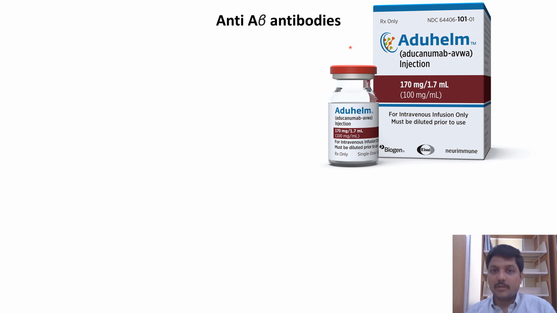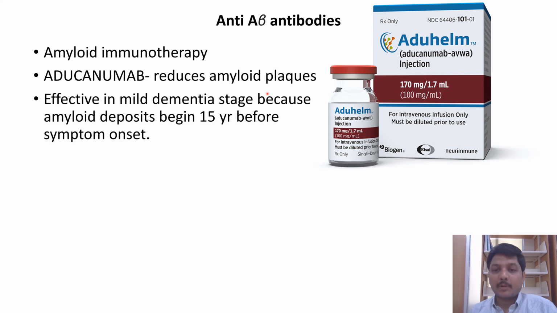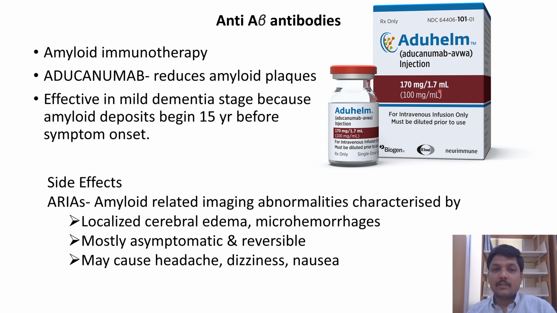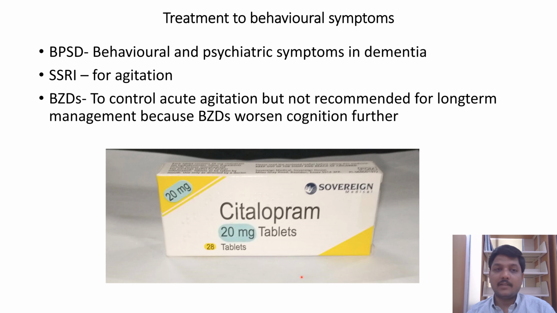Anti-A beta antibodies, amyloid antibodies, such as aducanumab. This is an amyloid immunotherapy. It reduces amyloid plaques. It is effective in the mild dementia stage because amyloid deposits begin 15 years before the onset of the symptoms. Side effects of these are ARIA, amyloid-related imaging abnormalities. These are characterized by localized cerebral edema and microhemorrhages seen on MRI. Mostly these cases are asymptomatic and reversible. They may clinically cause headache, dizziness, nausea.